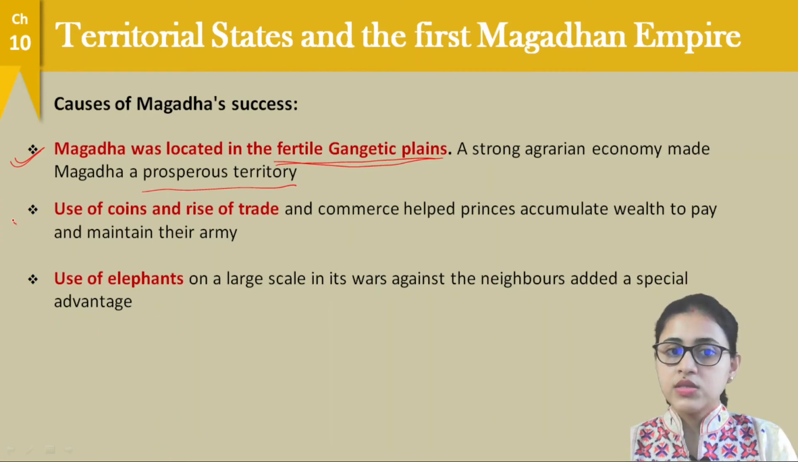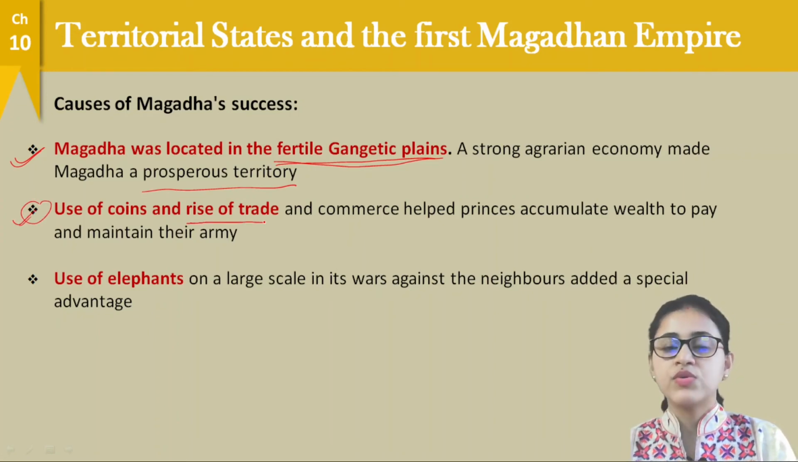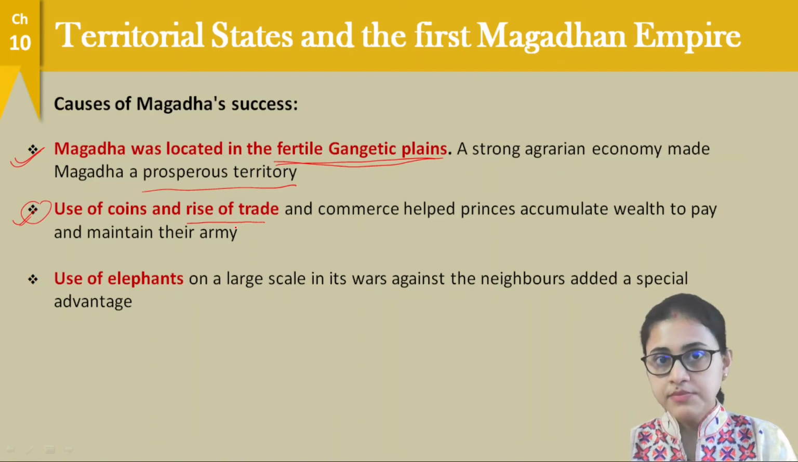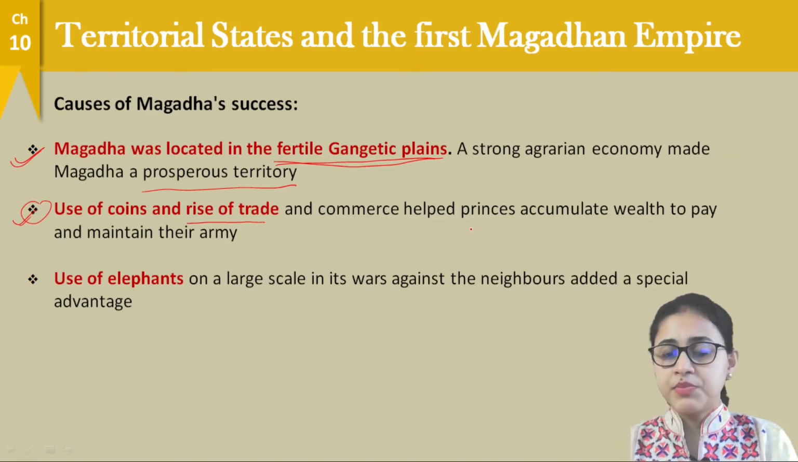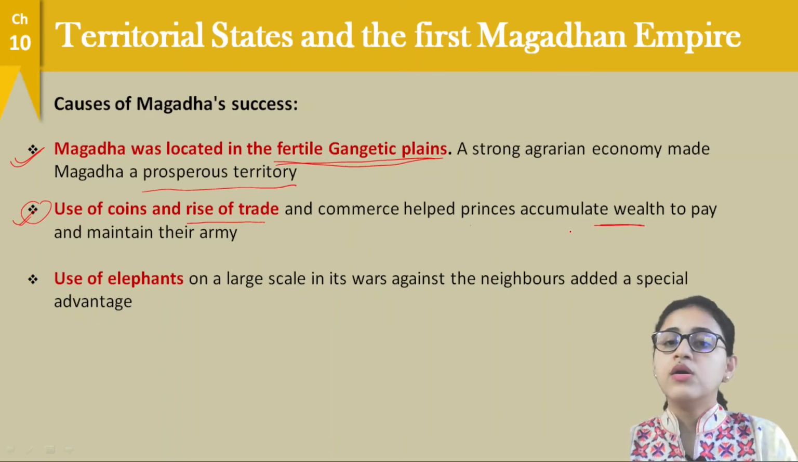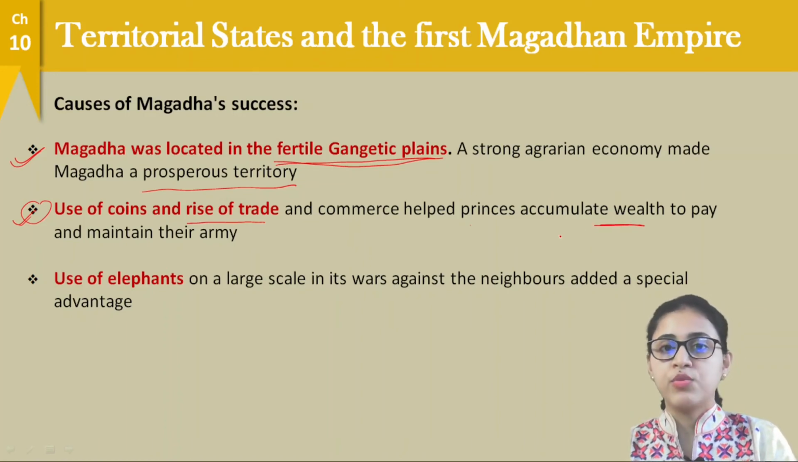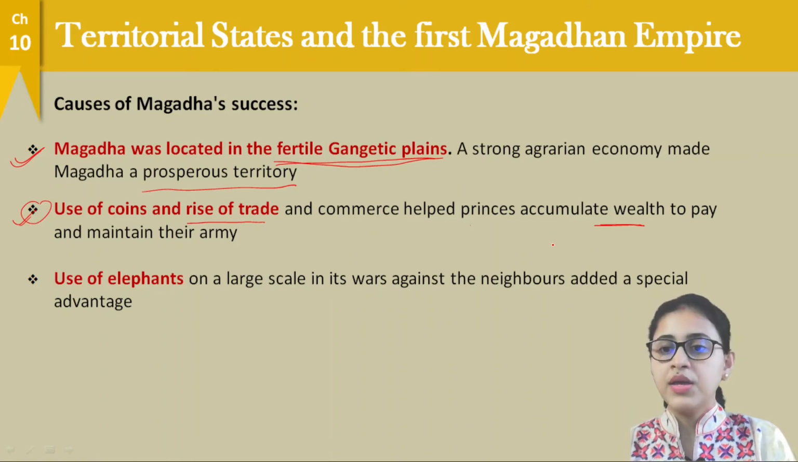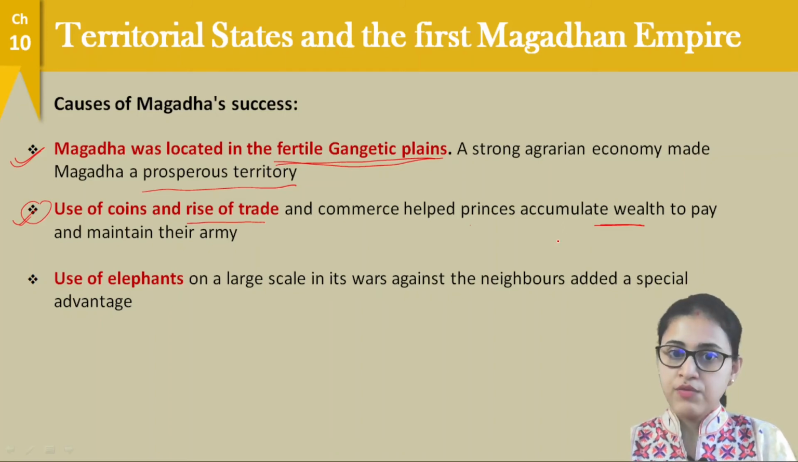The next cause is the use of iron and the rise of trade. With the rise in towns and trade, there was also the use of coins. The use of coins facilitated trade and commerce, and this helped the princes of the kingdom to accumulate wealth in the form of coins, right? They maintained a big army, and they could pay and maintain their army with this wealth, right?